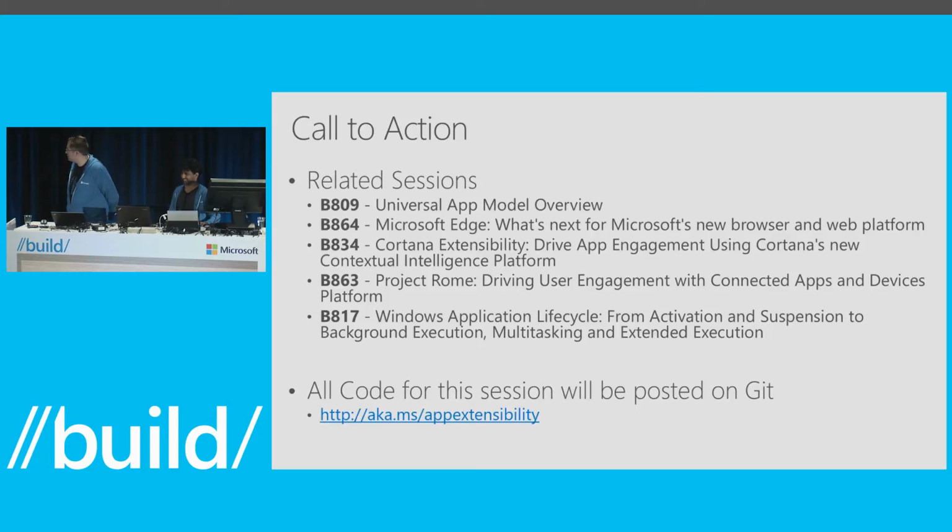It's really helpful if you're interested in app services more because they're talking about background execution and lifecycle and extended execution and other great stuff. But probably most important to you is all the code that we've shown today, app extensibility samples and app extensions, is going to be available on Git at this link. It's not quite up there yet, but it will be once our video is posted and we post the code up there. So you can see all the secret sauce and all the stuff that we did to make all this happen.